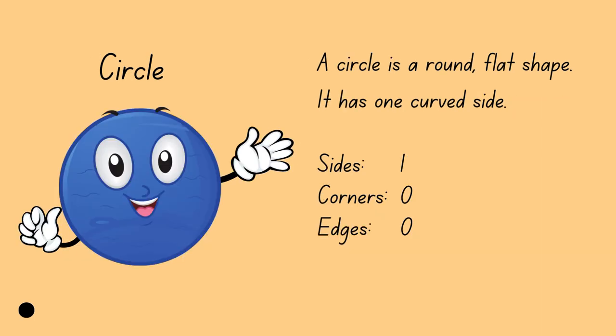A circle. Yes, a circle is a round, flat shape, and it has one curved side. Circle. One side, zero corners, and zero edges.